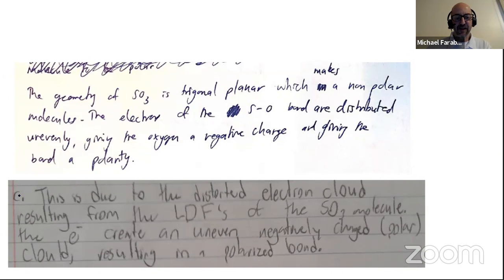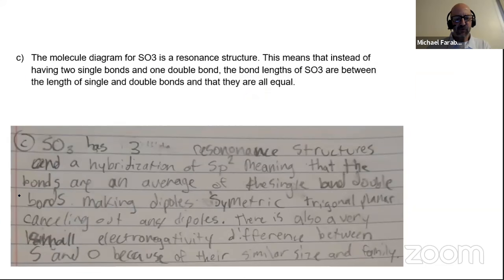Again, that's not enough. Then they go on to say that the electrons are distributed unevenly, giving oxygen a negative charge, giving the bond a polarity. So again, talk about the geometry. Okay, this is mentioning LDFs. And again, it says to create an uneven, negatively charged cloud. So, okay, this is about resonance. It's not about the bond lengths being equal, it's about the dipoles canceling out.